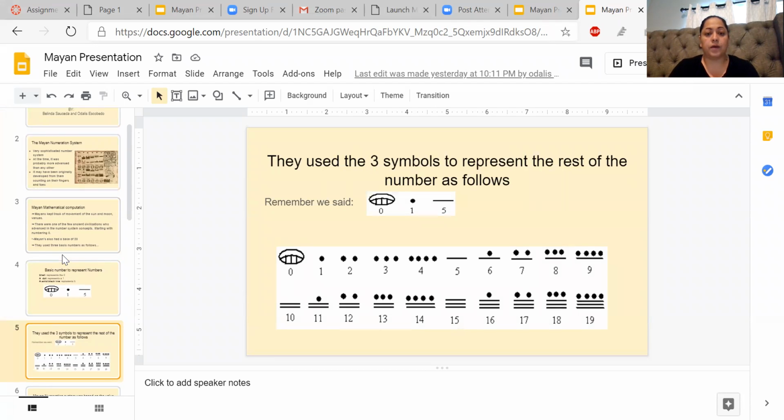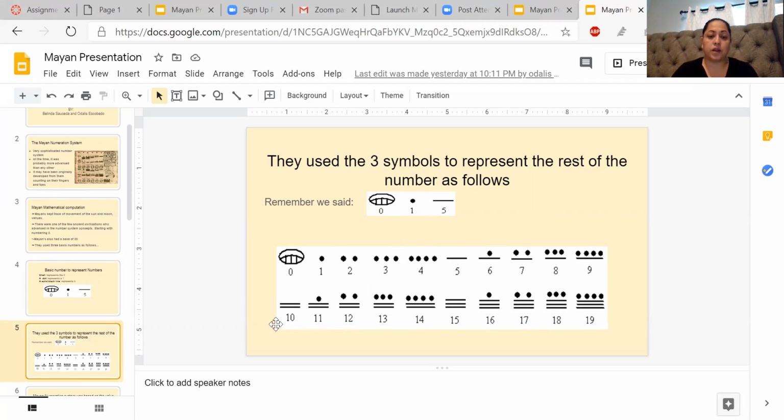Here we have the 3 symbols again, to refer to when we're going over the chart. Like we said, the shell represents 0, the dot represents 1, and the line represents the number 5. For every 4 numbers, the 5th number is represented with the line. For example, 1 is represented by 1 dot, 2 by 2 dots, 3 by 3 dots, and number 4 by 4 dots. But the 5th is represented by a straight line.